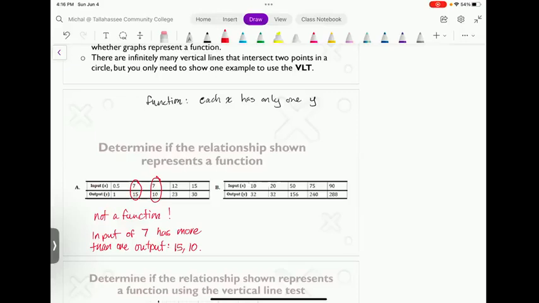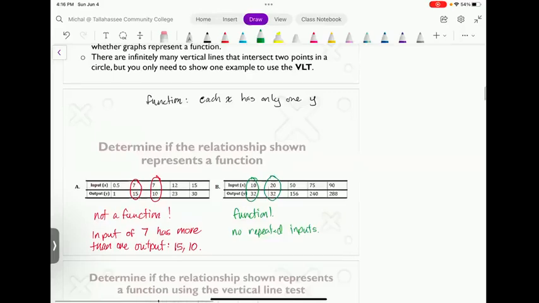All right. On the other hand, if you look at table B, I don't have any inputs that repeat, and therefore I know that table B is a function. There's no repeated inputs. But I do want to clarify that this function has repeated outputs of 32.